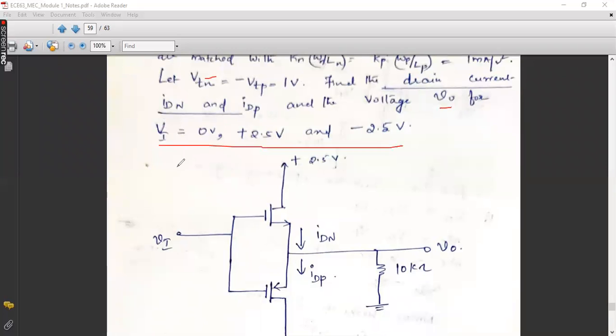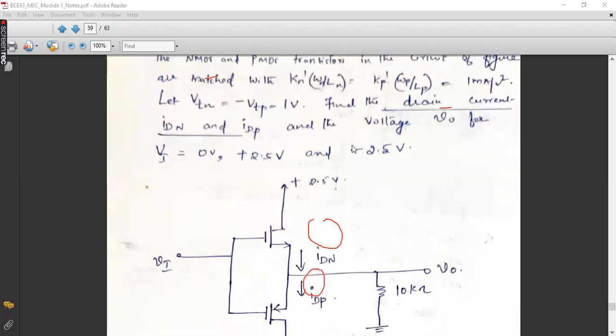So we have 3 inputs here: 0 volt, 2.5 volt and negative 2.5 volt. For all these 3 cases, we are supposed to find the value of IDN as well as IDP. IDN is the drain current passing through the NMOS, and IDP is the drain current passing through the PMOS. Is the question clear for you?